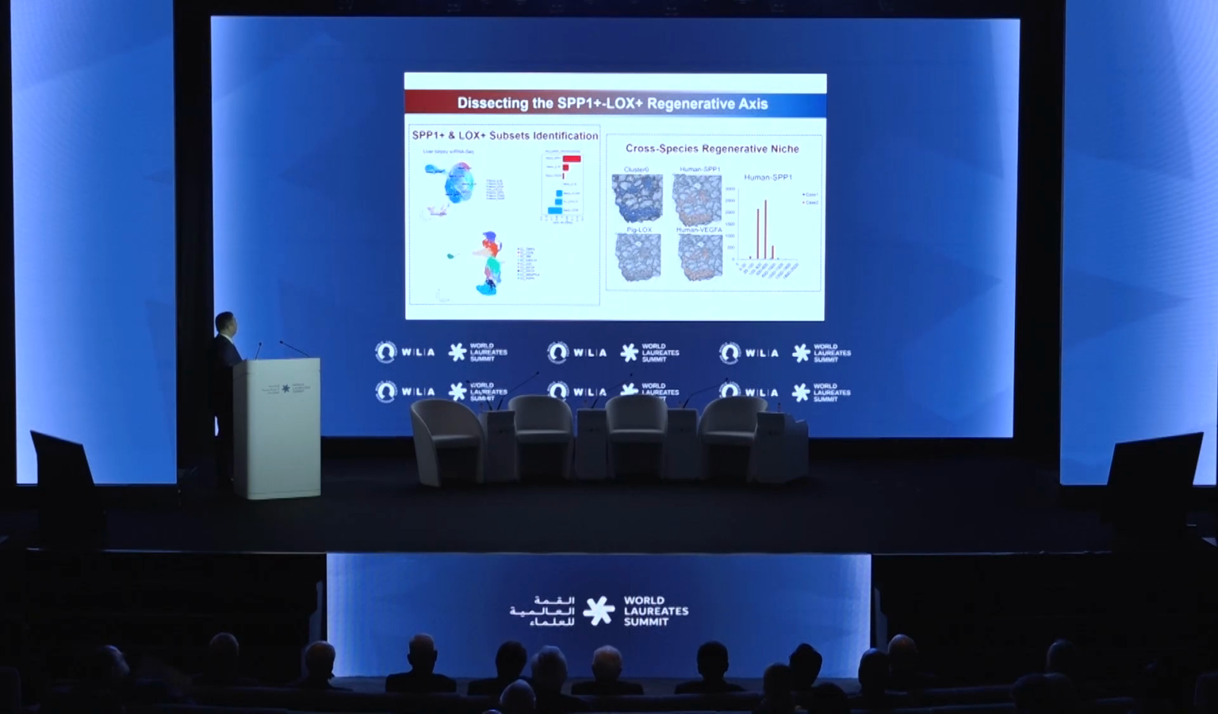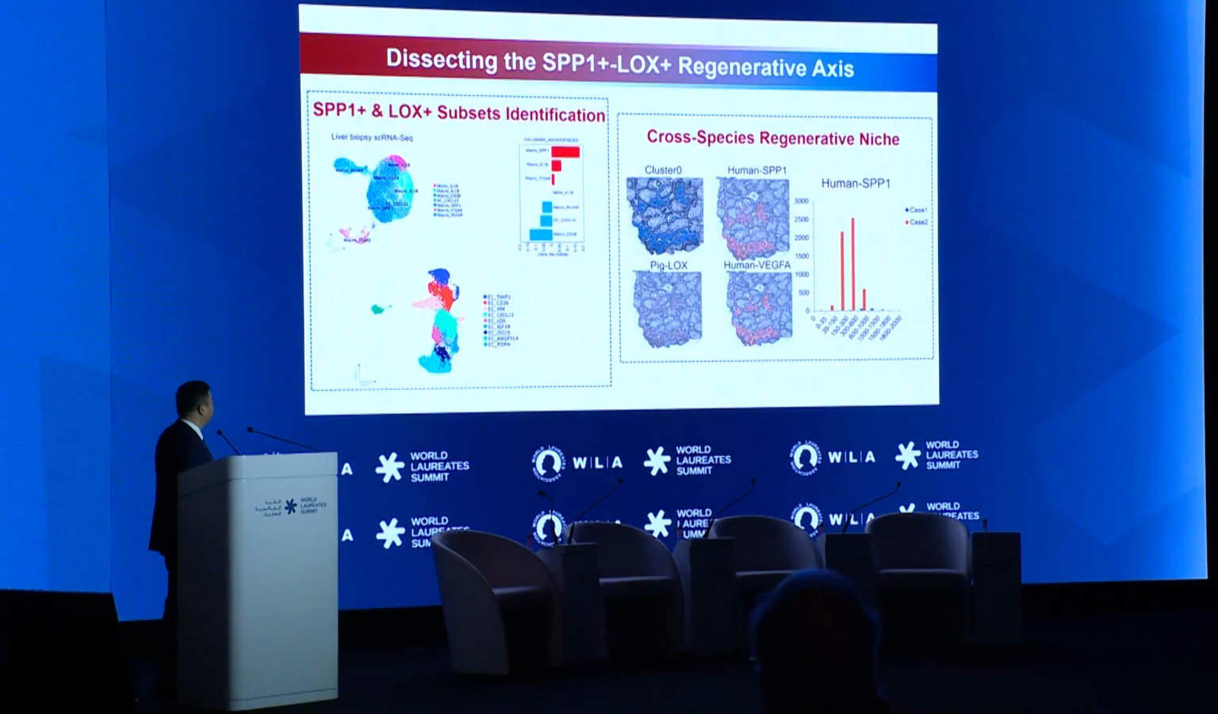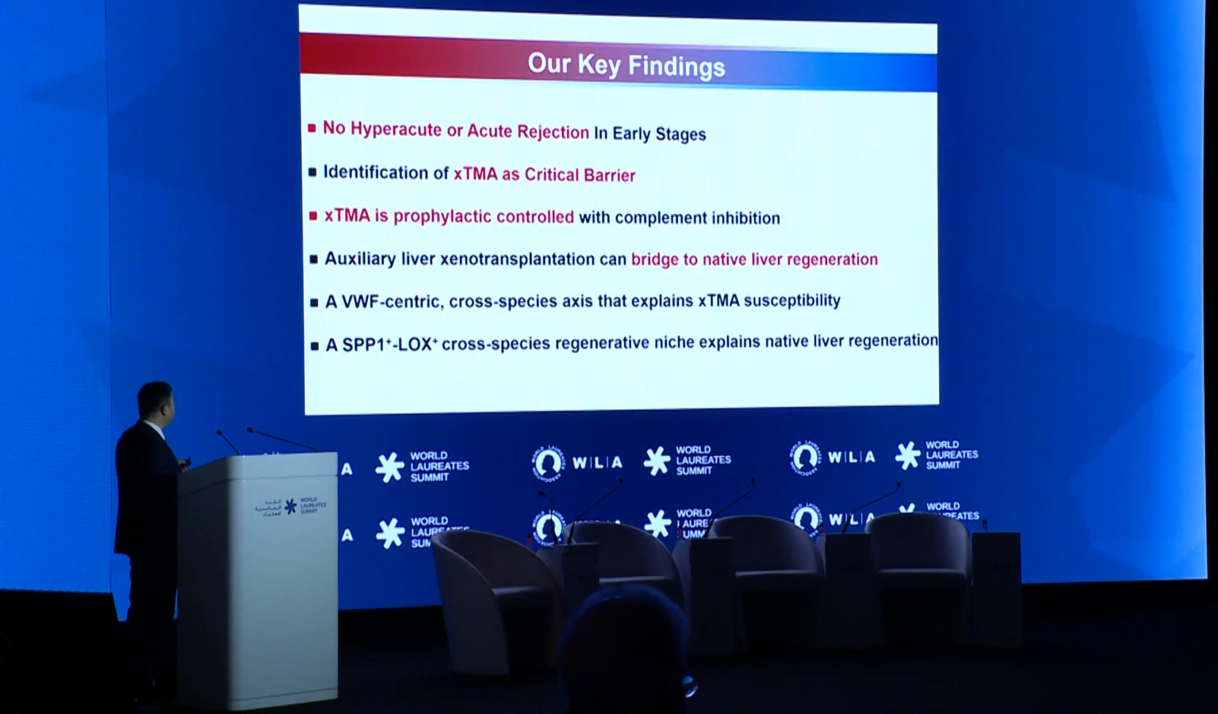So from the spatial analysis data, we can detect the human SPP1-positive macrophage and the porcine LOX-positive substate in this liver, and they formed a kind of cross-species regeneration niche. So this is the key finding.